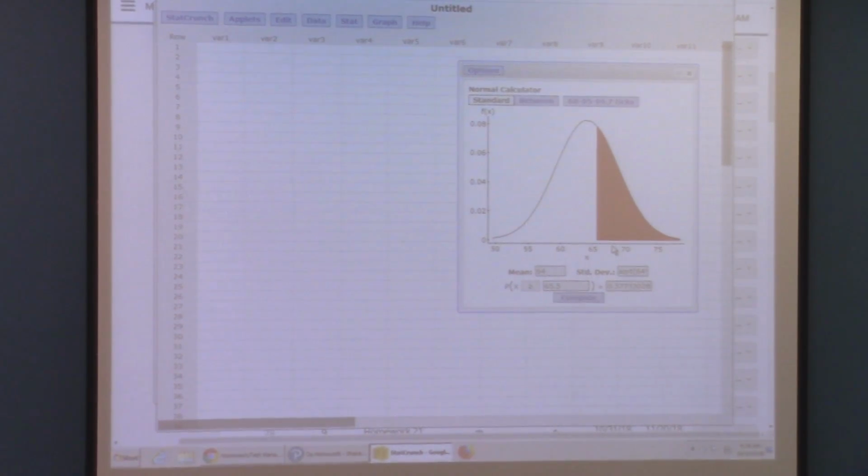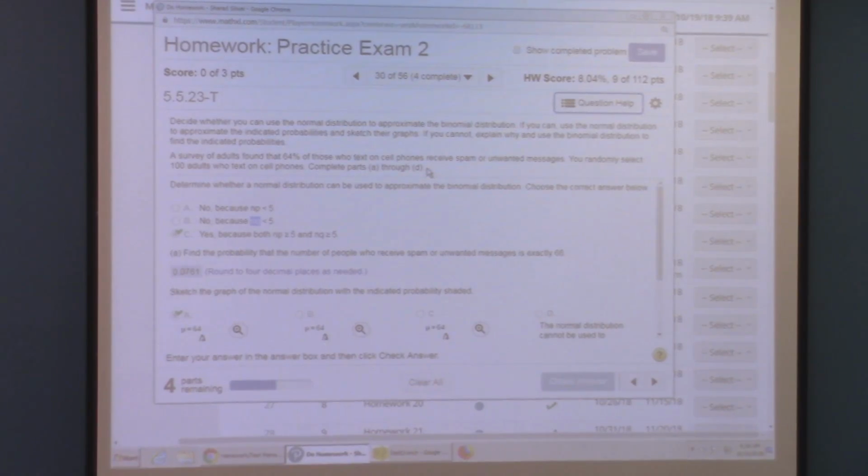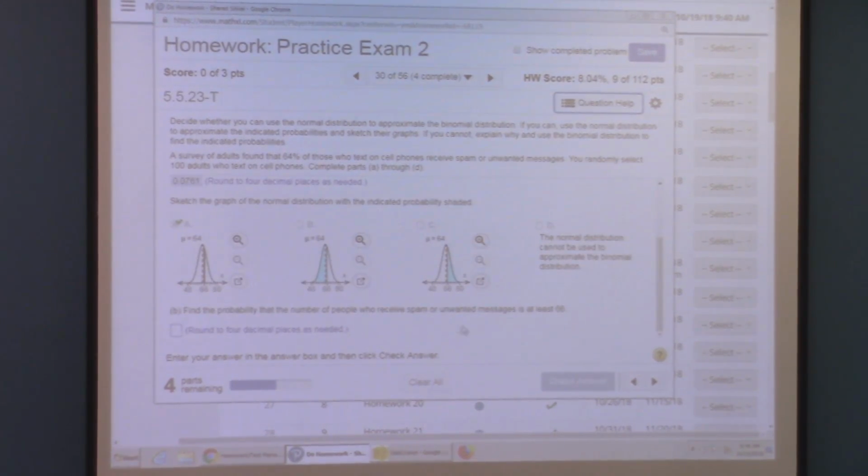Can I see the questions? I can write down the numbers so I don't plug them in. And we're on which part? Oh, we are down here. Yeah, at least 66, it says.